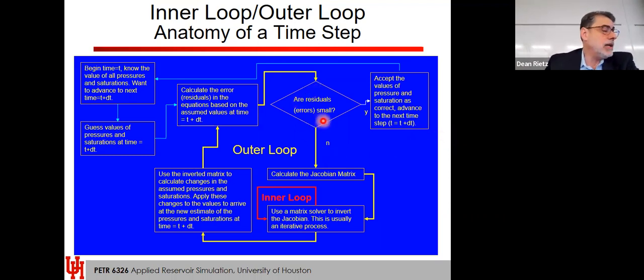If they're not small enough, then we calculate the Jacobian, and then use a matrix solver to invert the Jacobian. And this is usually an iterative process. We invert it, and then we use the inverted matrix to calculate the changes in the assumed pressures and saturations, apply these changes to the values, and arrive at a new estimate of pressures and saturation at time T plus delta T. So we have this inner loop that's setting up the Jacobian, inverting and solving it. Then we calculate what the pressures and saturations are, and then we go to the next question: is the error small enough?